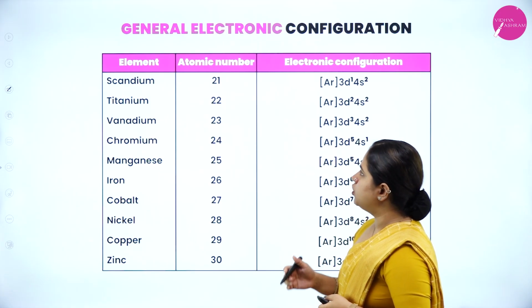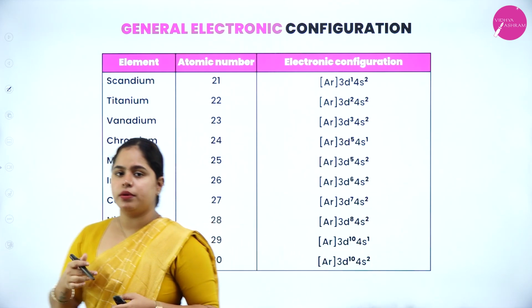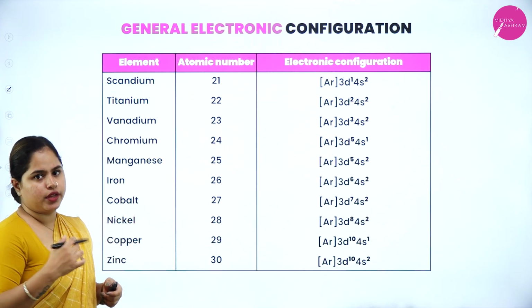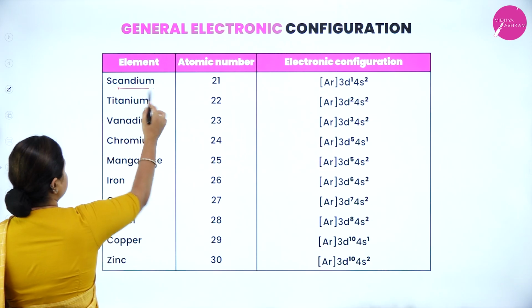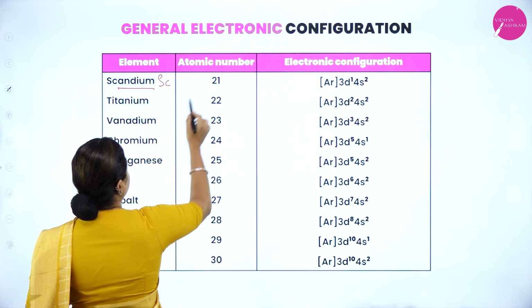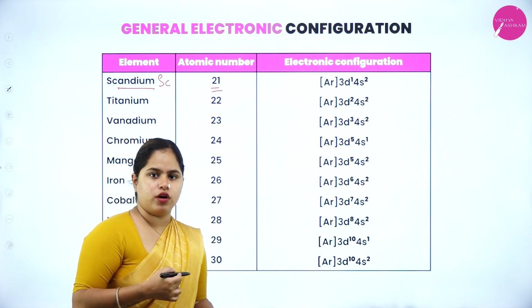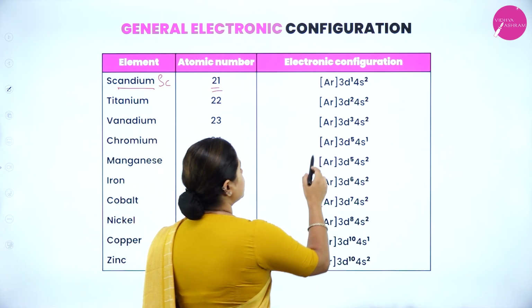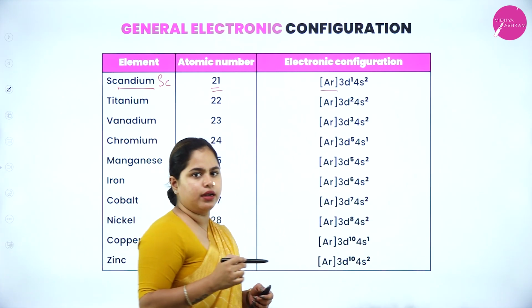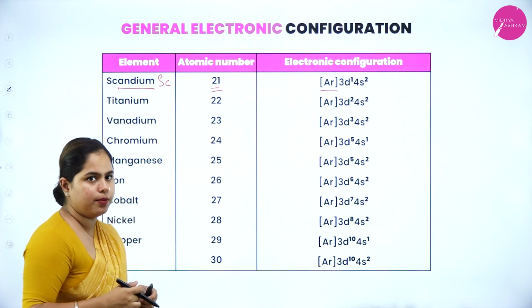Now, coming on to the general electronic configuration, that is what I was discussing from atomic number 21 to 30. We are going to discuss here. So the first element is called scandium. The symbol is Sc and the atomic number is 21. So how do you write the electronic configuration of this? It is written in square bracket argon. Argon is the nearest noble gas to this scandium.